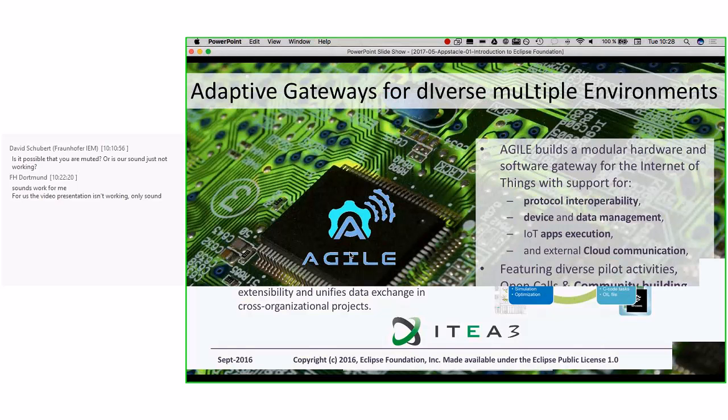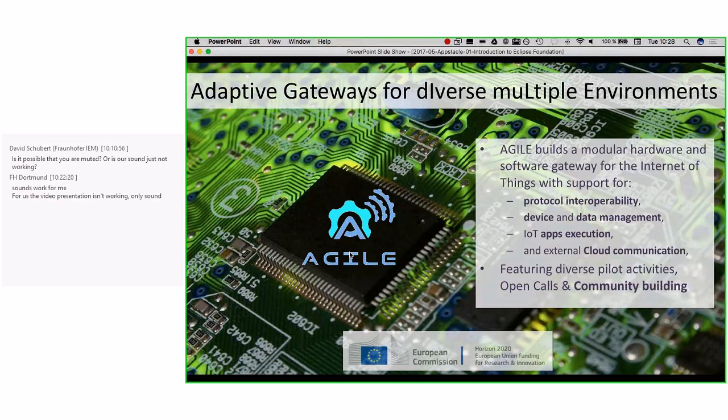There is another one, Agile, which is about an IoT gateway. They are building a modular gateway, with modularity in terms of protocols and devices, as well as in terms of cloud and application, with applications running directly on the gateway.